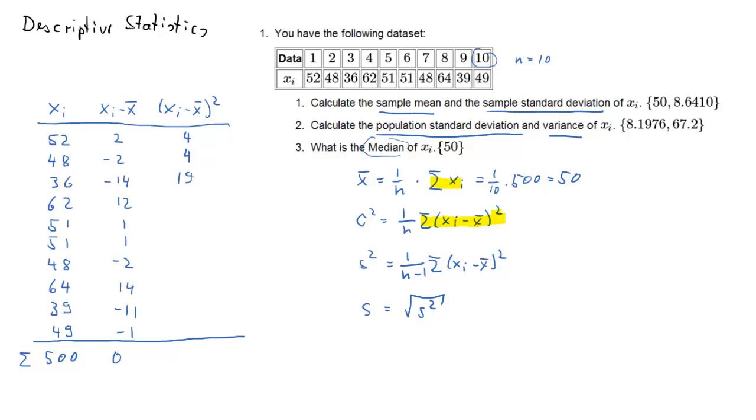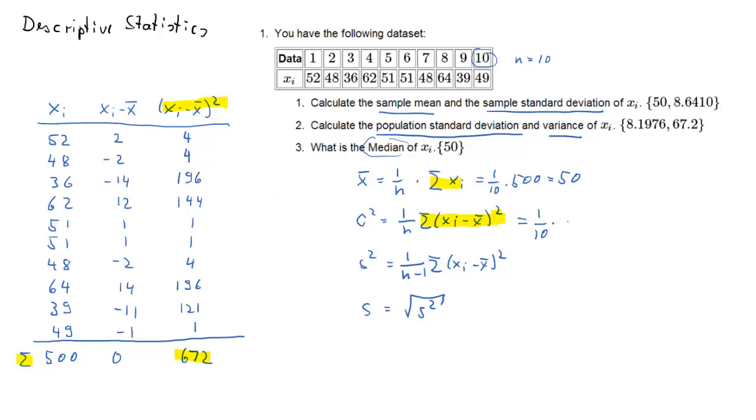So what we need is the squares of these. 2 squared is 4, negative 2 squared is 4, negative 14 squared is 196, and so forth. We complete this column, and once you've completed it and you calculate the sum of this, you'll get 672. Now we need this sum multiple times, and that's why it's so good to do it in a table, and then you have this sum available.